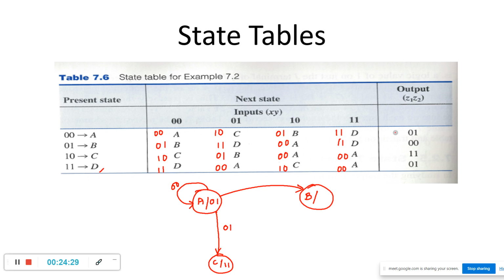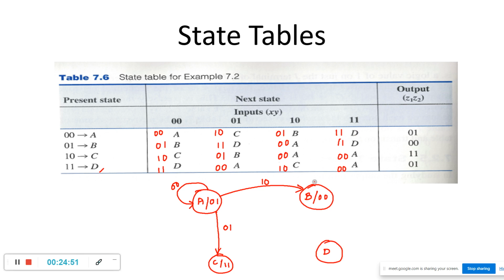B with the output. B is having output 0, 0. So here B is having output 0, 0, 0, 0, with the input 1, 0. Next, A with the input 1, 1 is going to D.